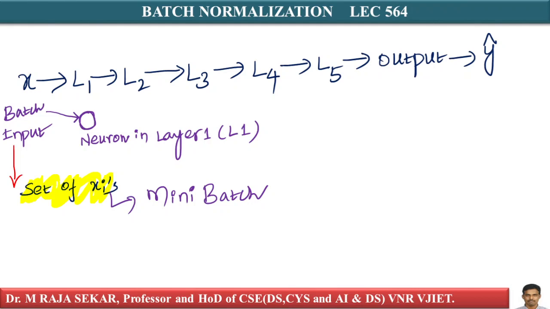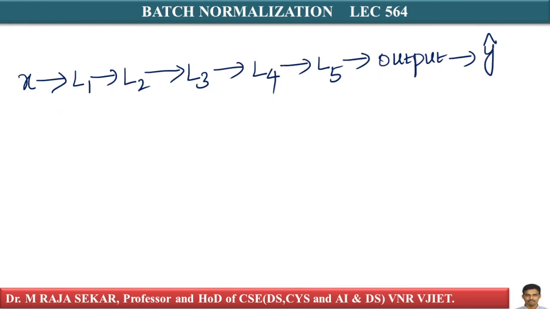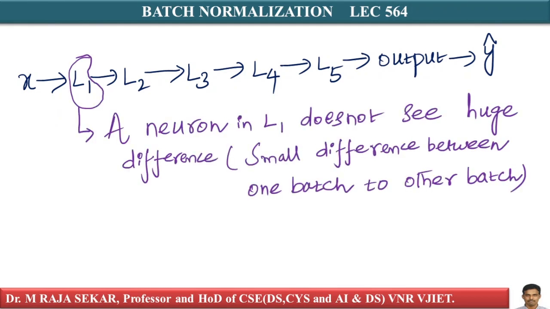There is very little change in the input, because at the beginning itself we have done mean centering and variance scaling. Between each batch, because you have done the centering and scaling, you have done data normalization here, a neuron which is there in L1 does not see a huge difference from one batch to another batch.